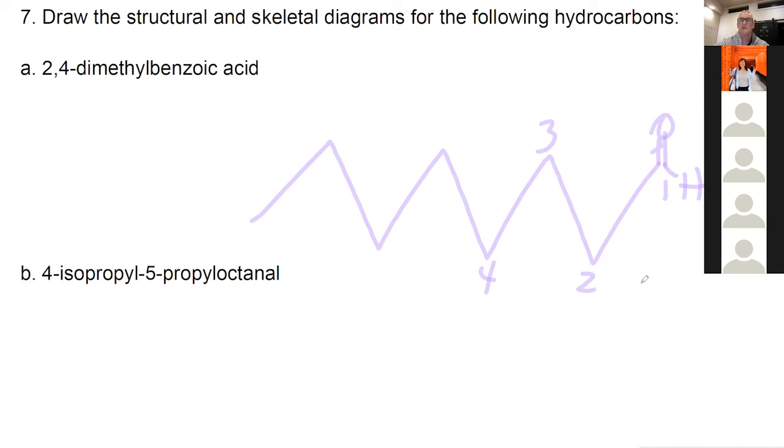So that's carbon 1, 2, 3, 4. So 4 is the isopropyl. So on that one, we go 1, 2, 3. So it's to show that it's bonded to the carbon in the middle. And then on 5, we just do 1, 2, 3. So that would be the skeletal diagram.